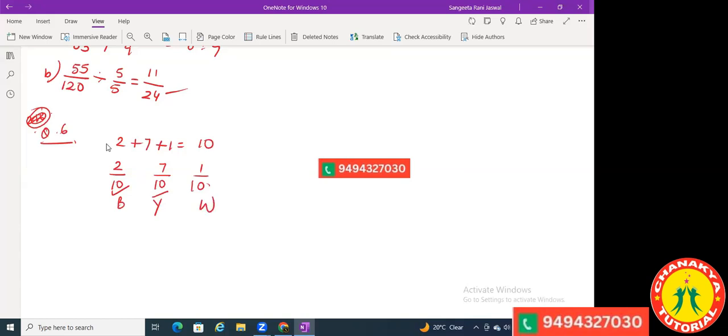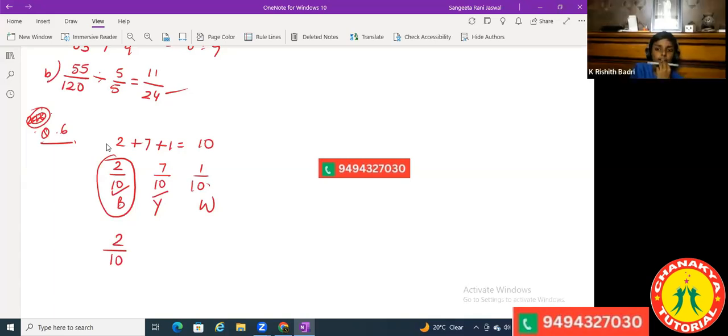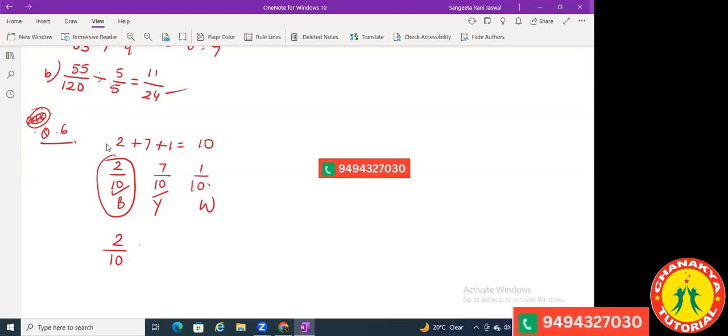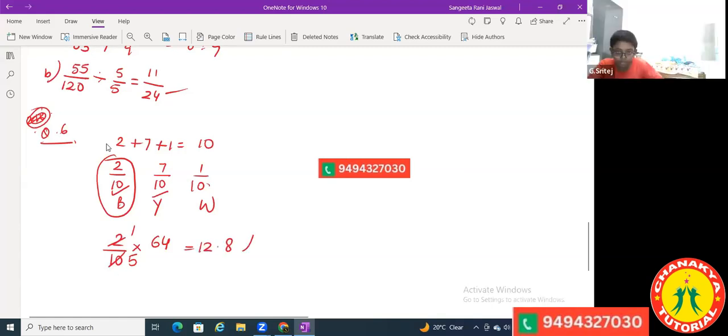Okay, so now we are interested in finding the blue. Blue part is 2/10. 2/10 of what? Of green paint, which is given to be 64. It's given that a total of 64 liters has to be made, no? So 2 ones are 2, 5. Now 64 divided by 5 gives me 12.8 liters.